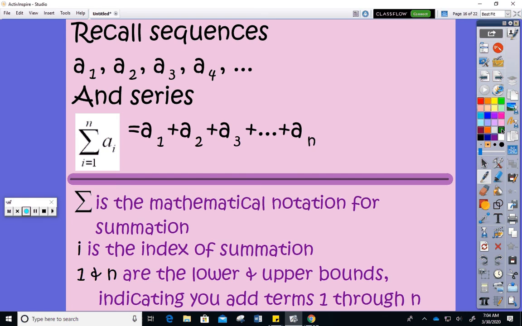Remember that you have a subscript down here, i, which shows you what your variable is going to be. And so a sub i. And then you have a lower subscript 1, which says start with a sub 1. And then you have an upper superscript, which tells you to go all the way to a sub n and then stop your addition. So sigma, the Greek letter, is the mathematical notation for summation. i is the index, 1 and n are the lower and upper bounds.